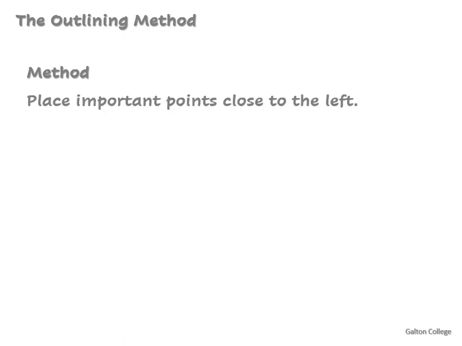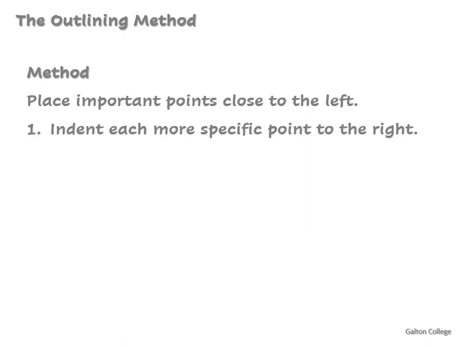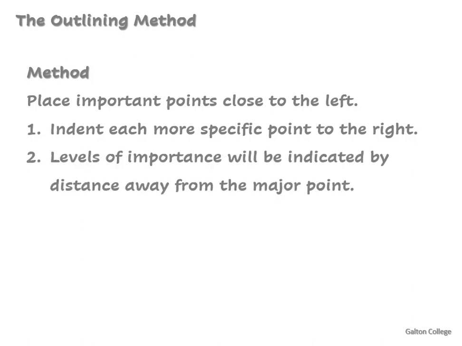Now the method. Place the most important points close to the left margin, and indent more specific points to the right. Levels of importance will be indicated by the distance away from the major point. So the more a point is to the right, the less important it is. The most important one is the one towards the left. So in the example we've got here, 1 and 2, those are two very important points. They're on the left.